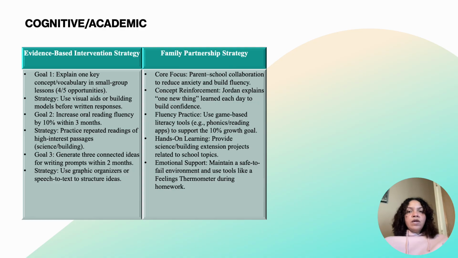Fluency through gamification. To target his 1% monthly growth goal, Jordan will utilize supplemental multisensory online literacy tools like reading through iReady that focus on phonics and words and autonomy in a game-based format.